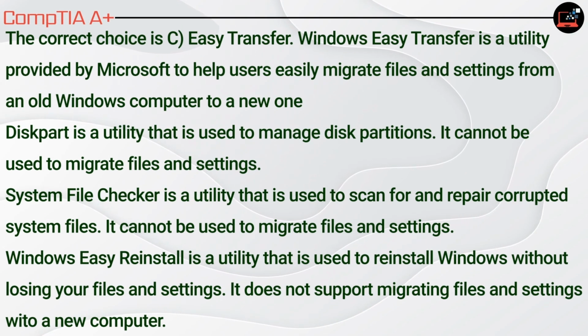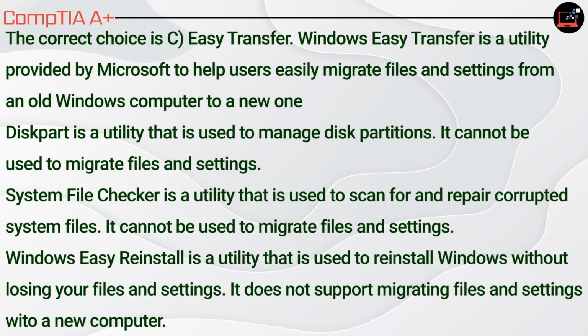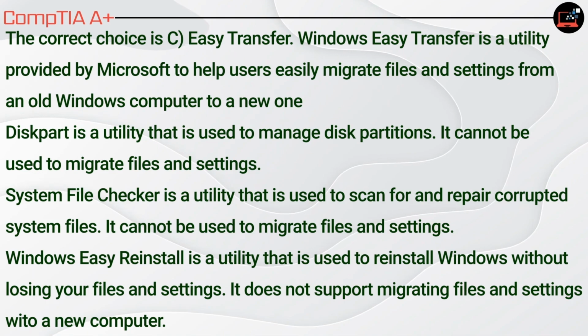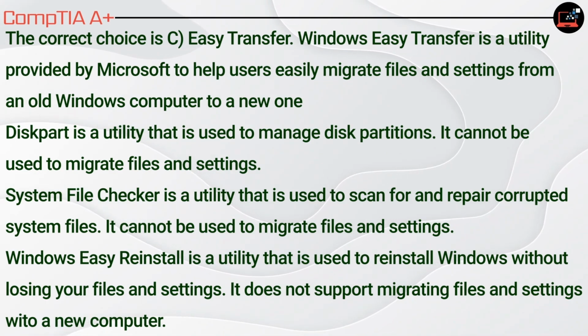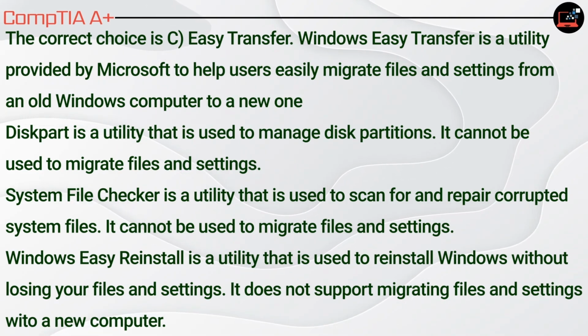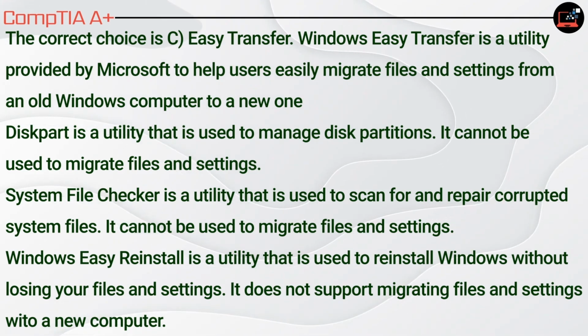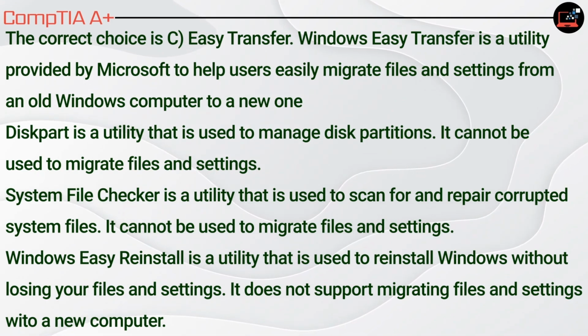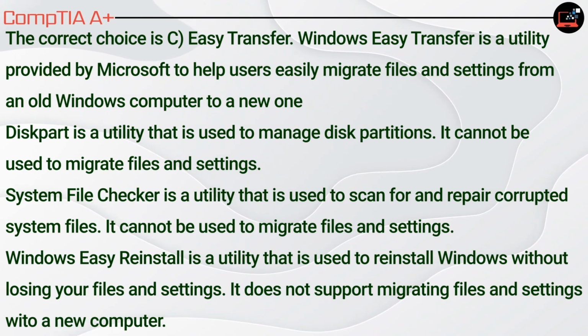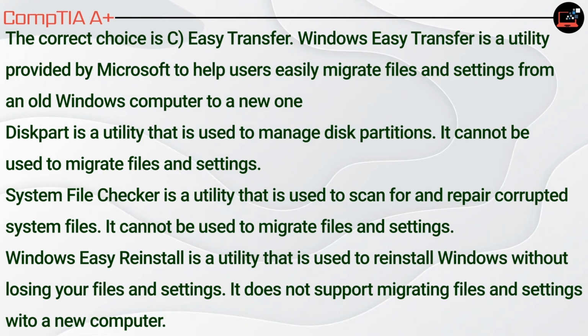The correct choice is C. Easy Transfer. Windows Easy Transfer is a utility provided by Microsoft to help users easily migrate files and settings from an old Windows computer to a new one. DiskPart is a utility that is used to manage disk partitions. It cannot be used to migrate files and settings. System File Checker is a utility that is used to scan for and repair corrupted system files. It cannot be used to migrate files and settings. Windows Easy Reinstall is a utility that is used to reinstall Windows without losing your files and settings. It does not support migrating files and settings to a new computer.